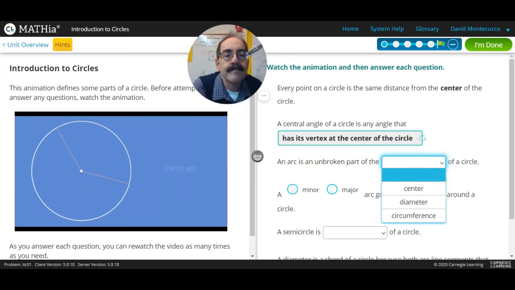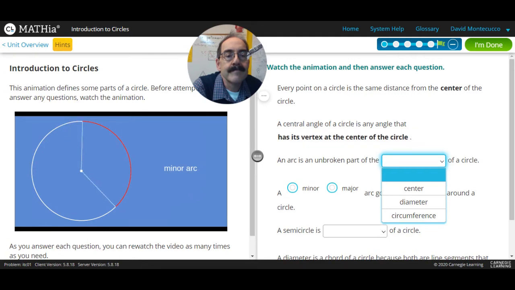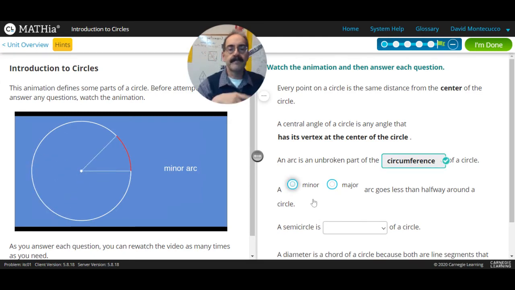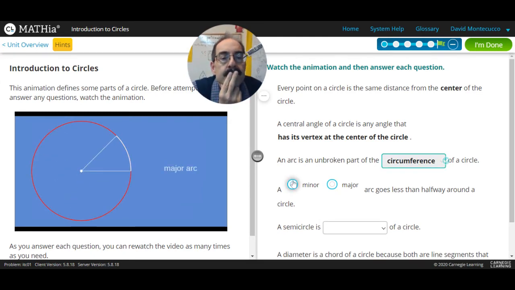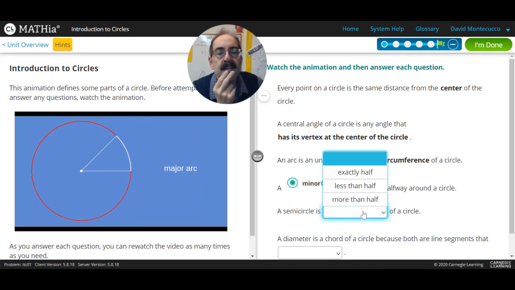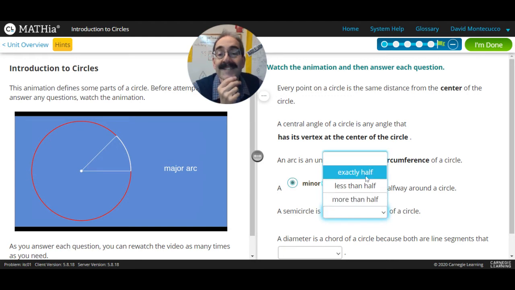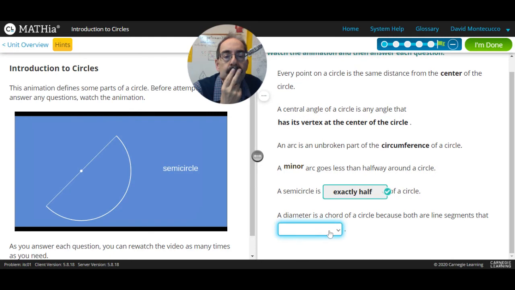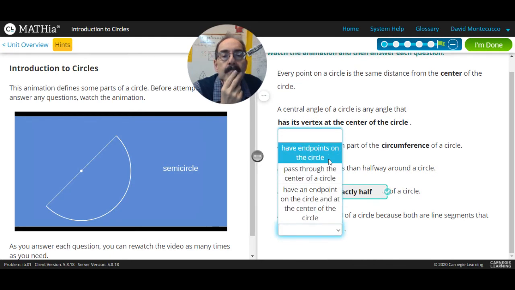Given a specific central angle, the minor arc is the arc intercepted by the sides of the angle. Circumference. The major arc is made up of all those points on the circle that are not part of the minor arc. A semicircle is exactly half of a circle.